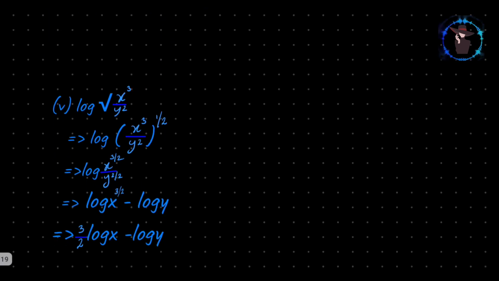Log root of x cube by y square. Now this root can be written as 1 by 2, right? Log x cube by y square to the power of 1 by 2. Now let's multiply the powers. That is one of the rules in the logarithm. We can multiply the power. 3 into 1 is 3 by 2. 2 into 2 is 2 by 2. 2 cancels, leaving only y, which is log x to the 3 by 2, as it is in the division, minus log y as 2 cancels. Let's bring this 3 by 2 here. 3 by 2 log x minus log y.